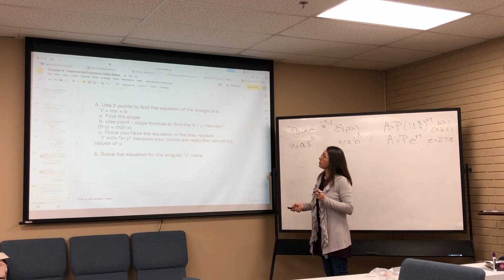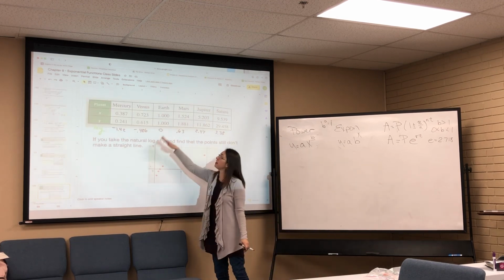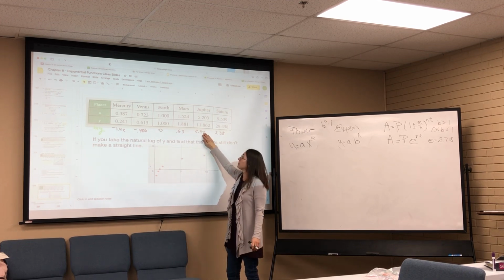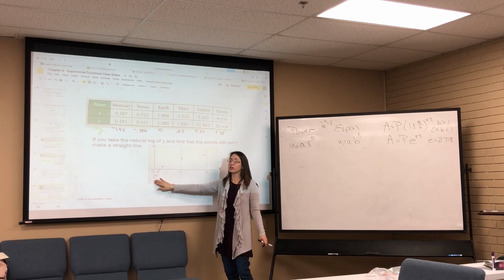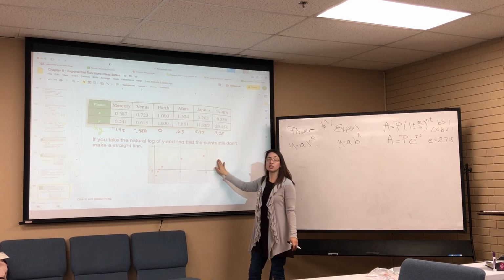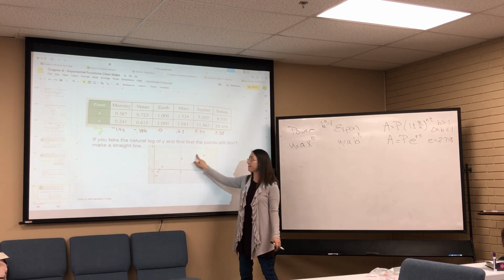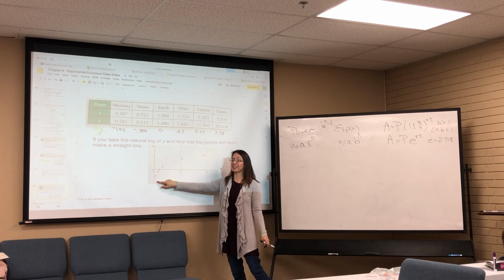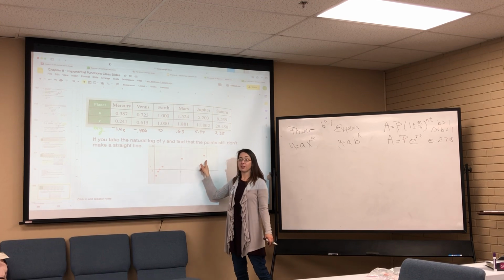Now, if you're doing your data and you take the natural log of the y values, and I put a picture down here of what these actually look like, and they're still not a straight line. What does this look like? Does this look like an inverse function? So this is a logarithm graph.